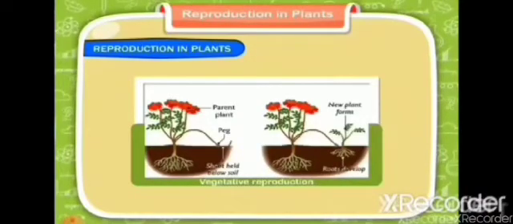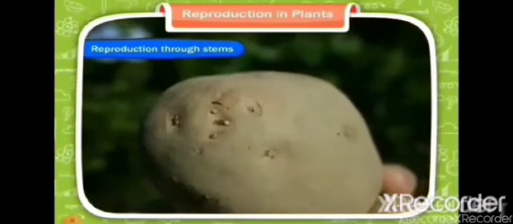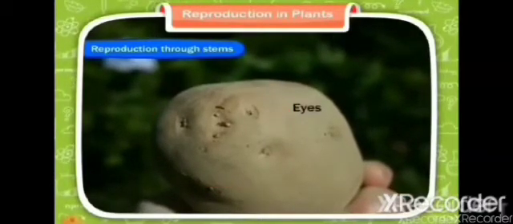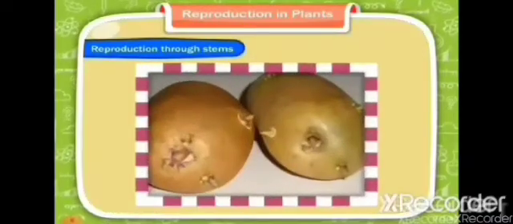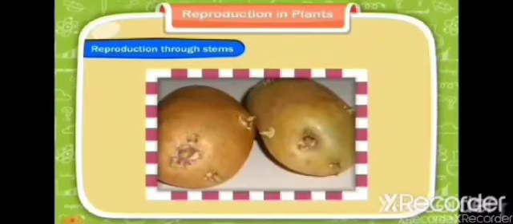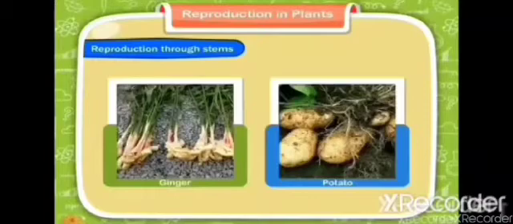There are many ways of vegetative reproduction. The first is reproduction through stems. Have you observed a potato carefully? It has some small buds on it called eyes. When an eye is planted into the soil, it grows into a new plant. Several plants like ginger and potato are actually underground stems, and these stems store food in them and grow into a new plant by their buds. Each bud grows into a new plant.